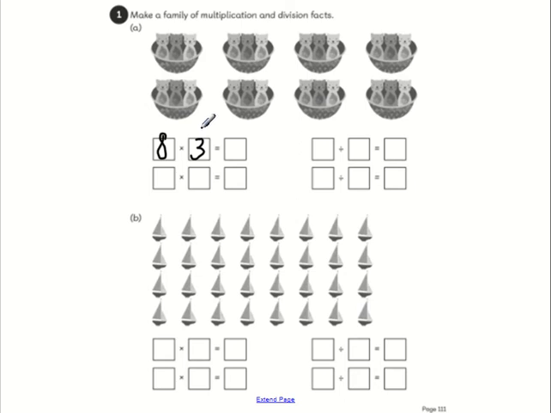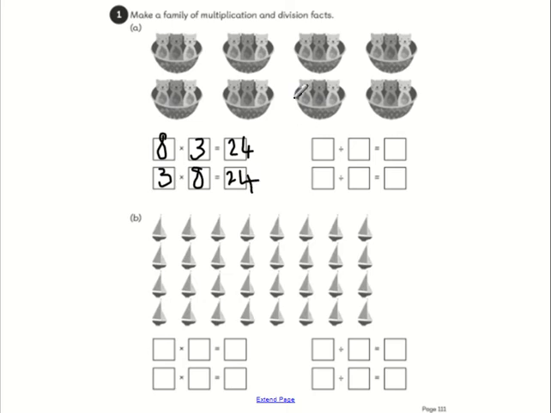8 times 3. Let's count in our threes. 3, 6, 9, 12, 15, 18, 21, 24. 3 times 8 equals 24. How can I change that number sentence so I'm not including any other numbers? Well done. I could do 3 times 8 equals 24. Well done.